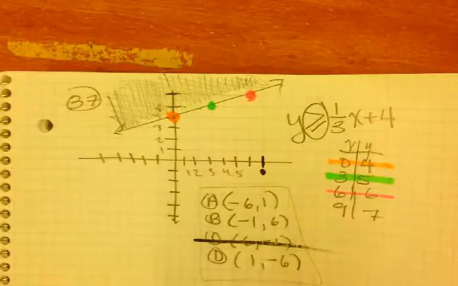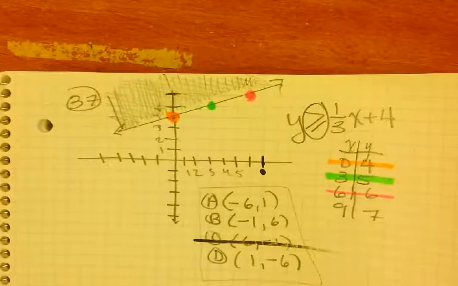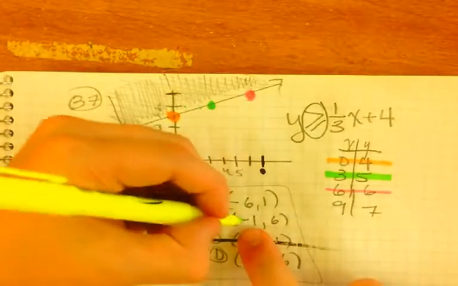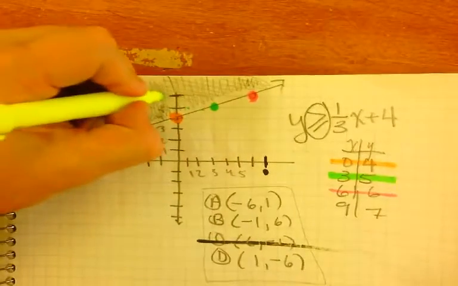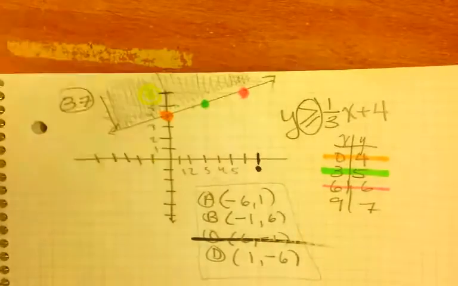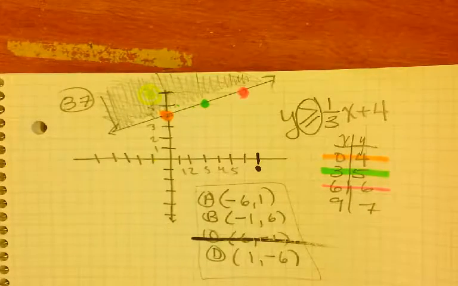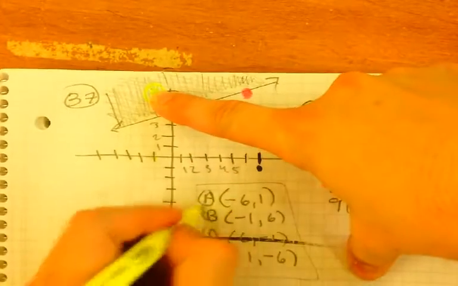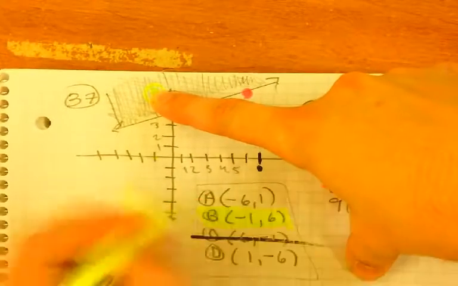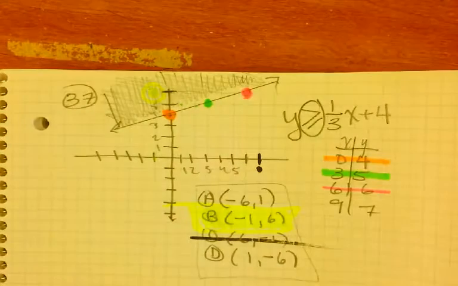Ok. B, la B. Negativo 1 y 6. Ok, negativo 1 está aquí, 6 está aquí. ¿Correcto? Muy bien. This is the right one. My point is right up here. That's why it has to be your right answer. Good job, guys. Muy bien.